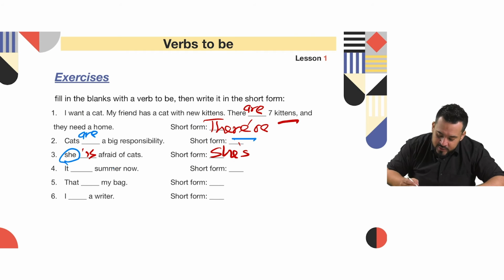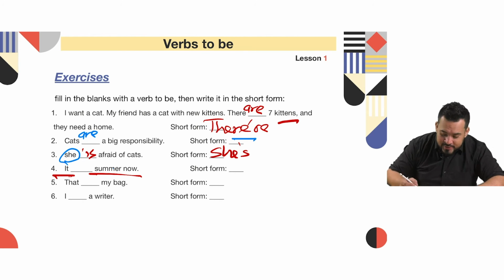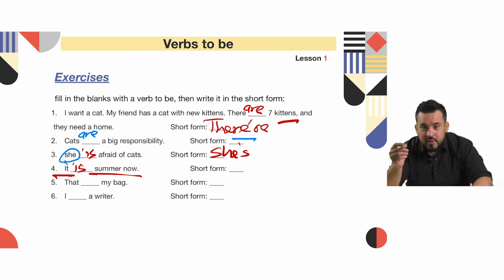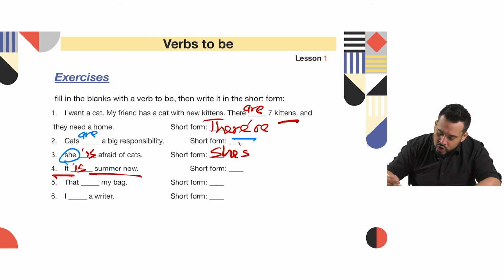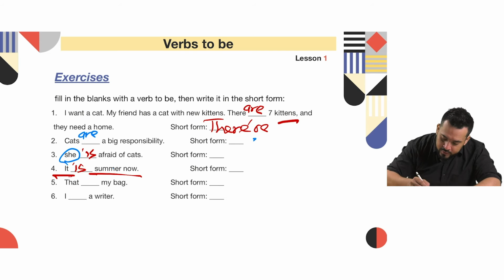Next one. It summer now. The correct answer is, yes, you guessed it, is. It is summer now. Short form, that is just terrible. Let me do it again. All right. She is afraid of cats. She's. It is summer now. It's.